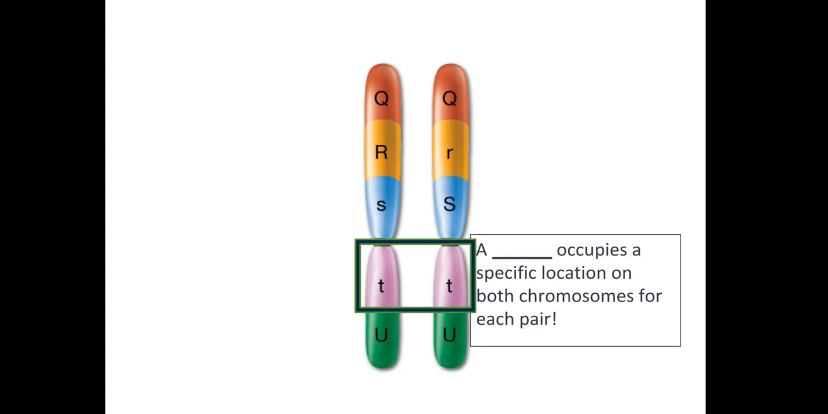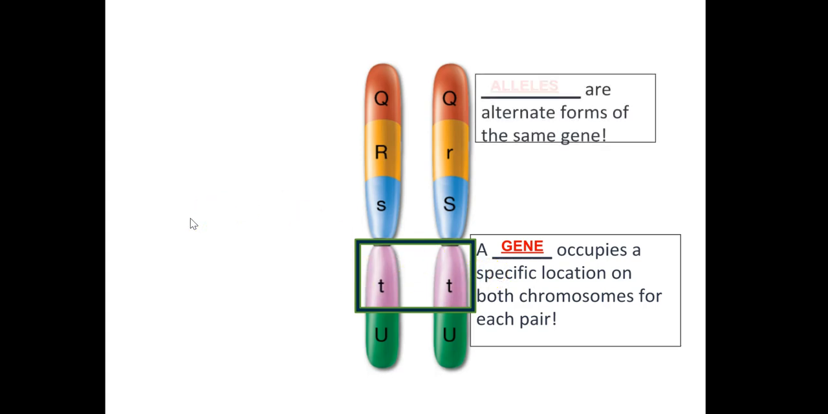You have a diagram on your paper to please fill out with some of this vocabulary. Remember, a gene occupies a specific location on both chromosomes for each pair. So this could be maybe the gene to control, let's say, eye color, or the gene to control if you have dimples or not. And here are the two alleles, and you get a different one from each parent, or in this case, a same one from each parent because they're both lowercase t's. Alternate forms of that same gene are called alleles. So here you have two alleles.